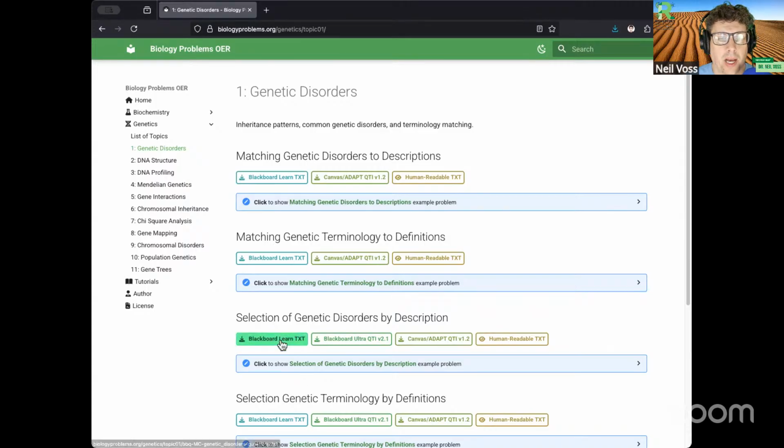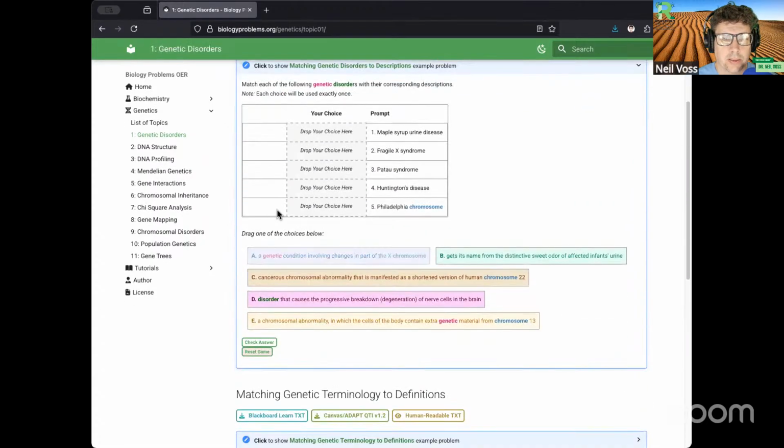If you have Blackboard Learn, which is kind of the old Blackboard from the past 20 years, you can download a text file, or you can download this QTI 2.1. If you're using the current Blackboard Ultra, that uses the QTI 2.1 format. If you are using Canvas or LibreText Adapt, you can download this file format. Or if you're just kind of curious what the problems are, you can download the whole thing in human readable text format. But you don't need to actually download the text format. You can actually click and see individual questions and try and answer them if you want.